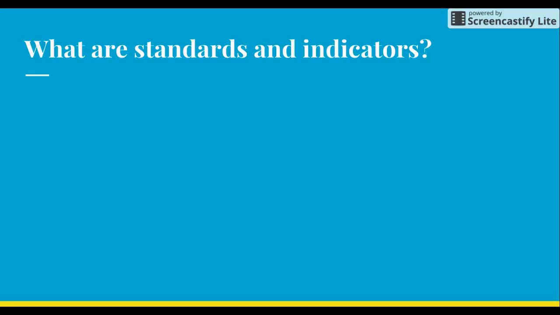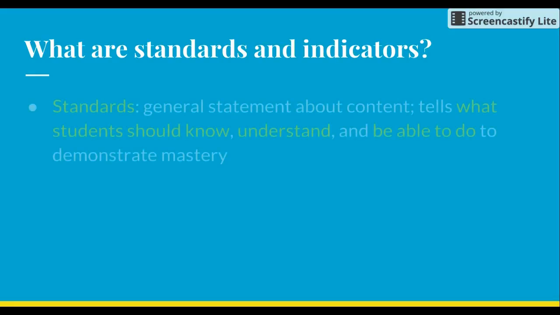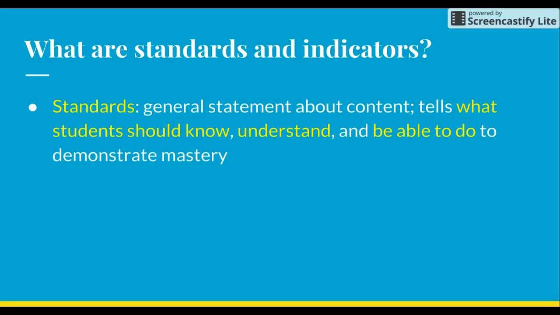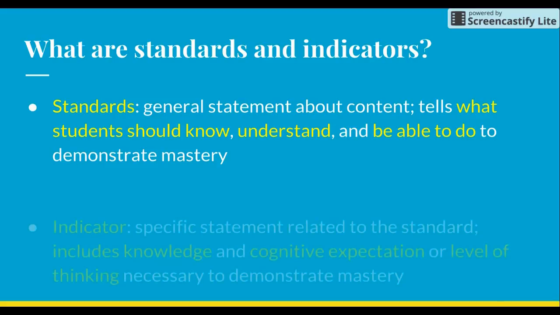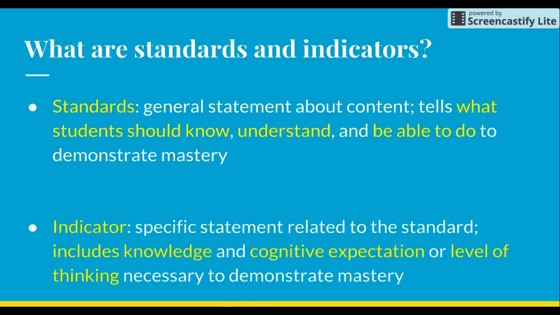So, what are standards and indicators? Standards are a general statement about the content. Standards tell us what students should know, understand, and be able to do in order to demonstrate mastery. Indicators are more specific statements related to the standard. They include content knowledge as well as the cognitive expectation or level of thinking necessary for students to demonstrate mastery.